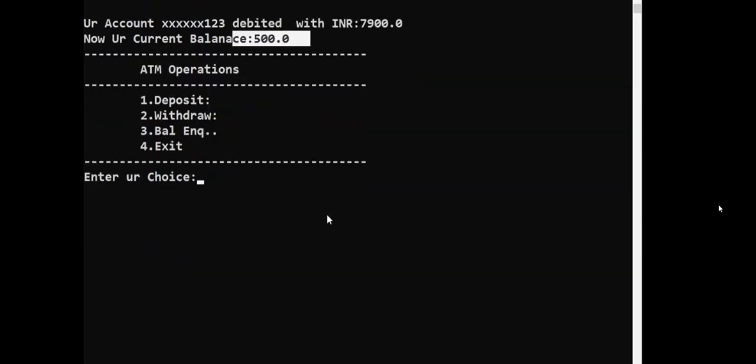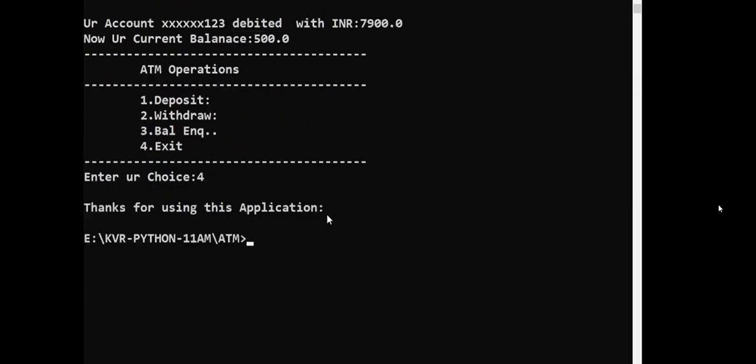Right? So enter your choice. Now I say 4. It is going to say coming out of it. Thanks for using this application. Are you understanding what I'm talking?